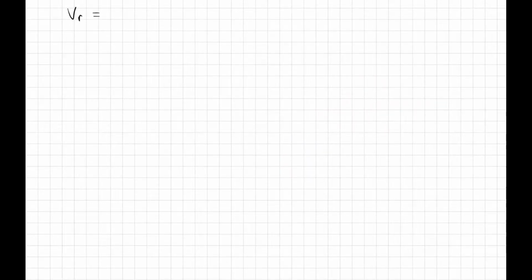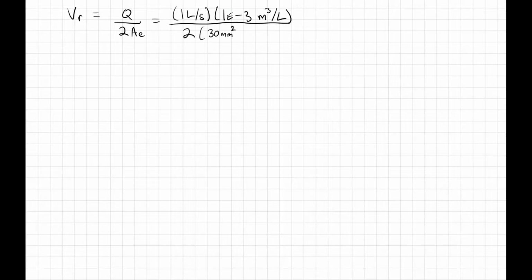I can evaluate that for you now. The relative speed would just be q divided by 2 times the area at the exit. For a 1 liter per second flow rate, converting that to SI units by multiplying by e to the minus 3 meter cubed per liter, then dividing by 2 times the area at the exit, which is 30 millimeters squared, where a millimeter is 1 e to the minus 3 meters and I have to square that. If you work that out, you find a number close to 16.7 meters per second.